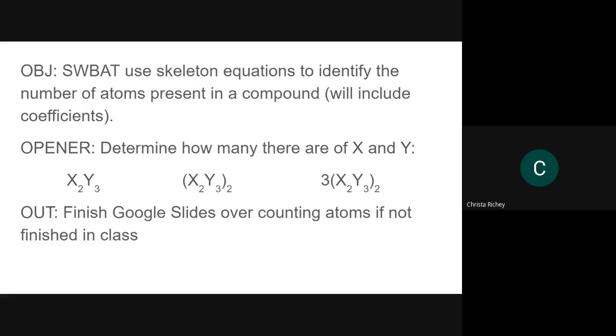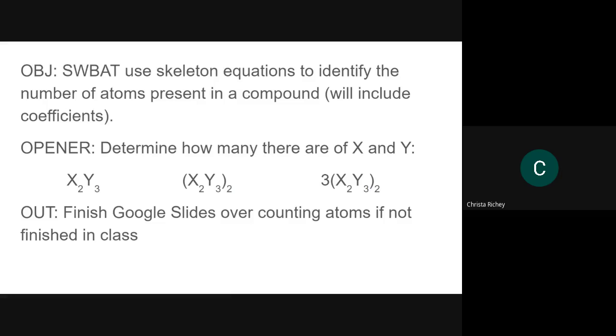Then your skeleton's not right. If your skeleton's not right, then your coefficients from your balancing are not right. If your coefficients aren't right, then your mole ratio is not right. And if your mole ratio is not right, all of your stoichiometry is wrong. So it does build from here, making these things right.